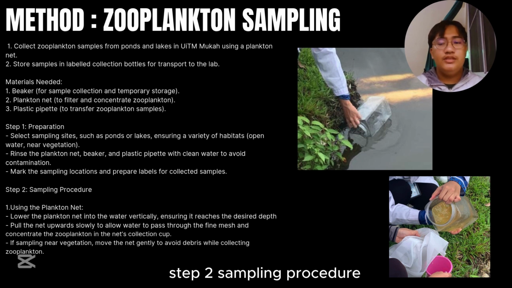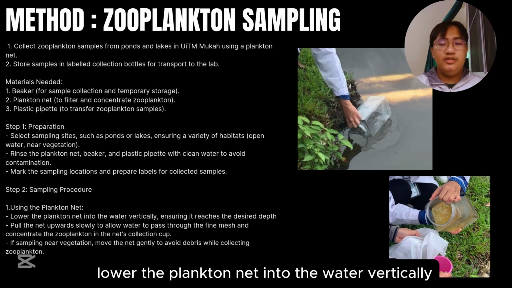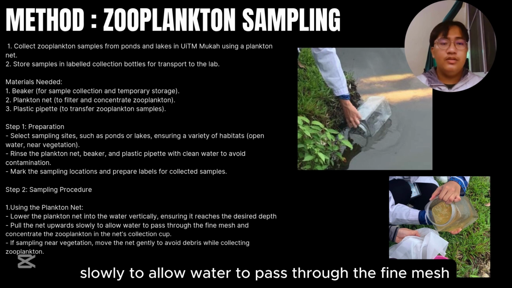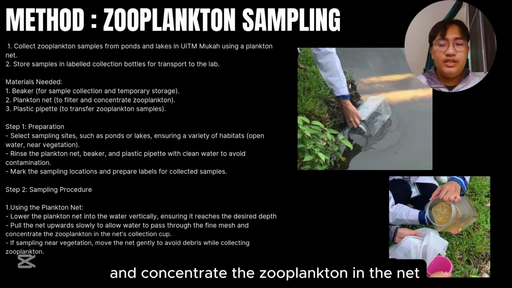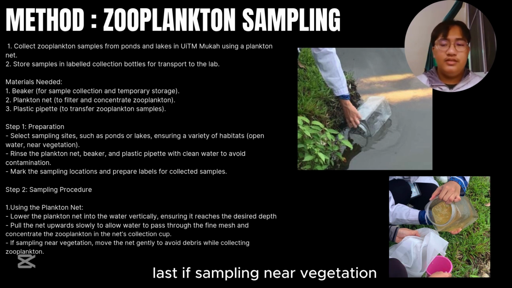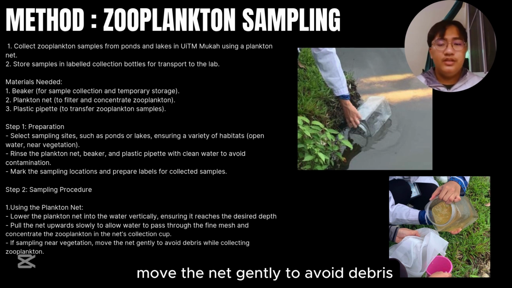Step 2, sampling procedure. First, using the plankton net, lower it into the water vertically, ensuring it reaches the desired depth. Second, pull the net outward slowly to allow water to pass through the fine mesh and concentrate the zooplankton in the net collection cup. Last, if sampling near vegetation, move the net gently to avoid debris while collecting zooplankton.